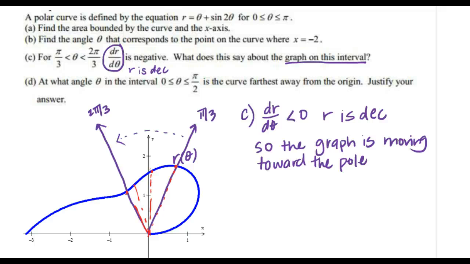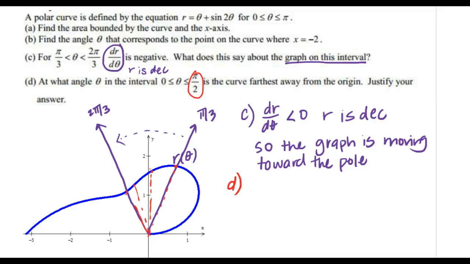So r, we have to remember, is the radius, of course, so r is given by this function at any angle, but r in terms of polar coordinates is the directed distance from the origin, that radius. And then finally, part D. At what angle in the interval from 0 to pi over 2 this time, so changing up that end angle again, is the curve farthest away from the origin?